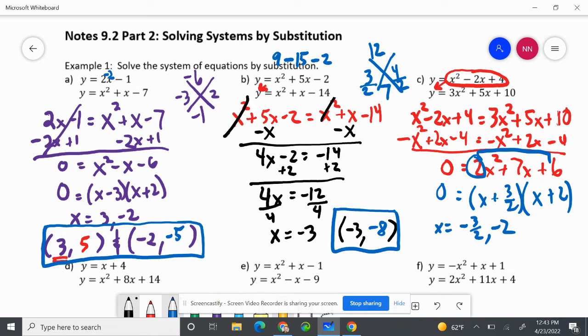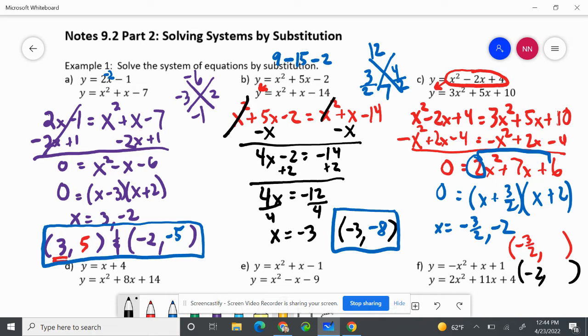Now, just like the other two, what I want to do is plug those values in and get an ordered pair. So I'm not just getting x answers, I'm getting ordered pairs. So I have the ordered pair negative 3/2 and some number. And then I have the number negative 2, comma, and some number.